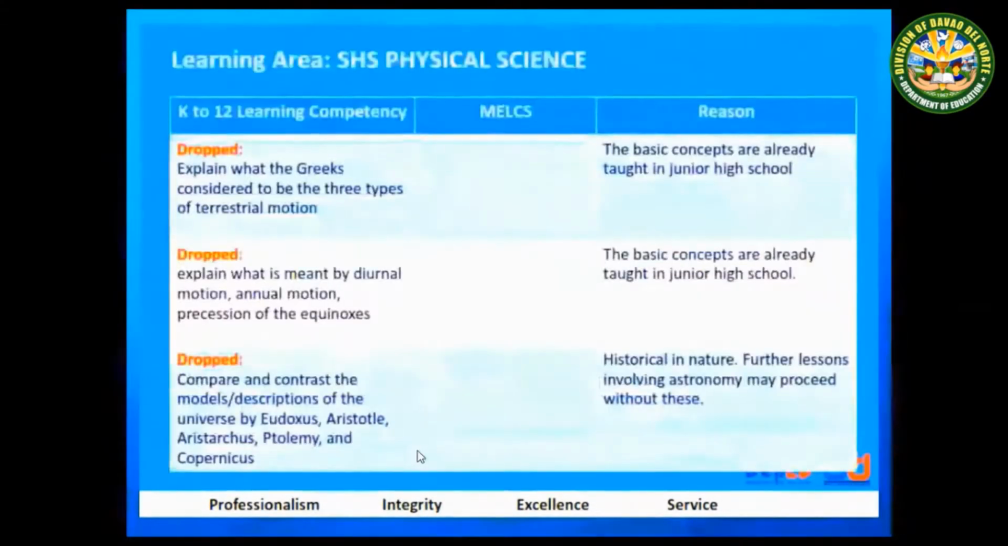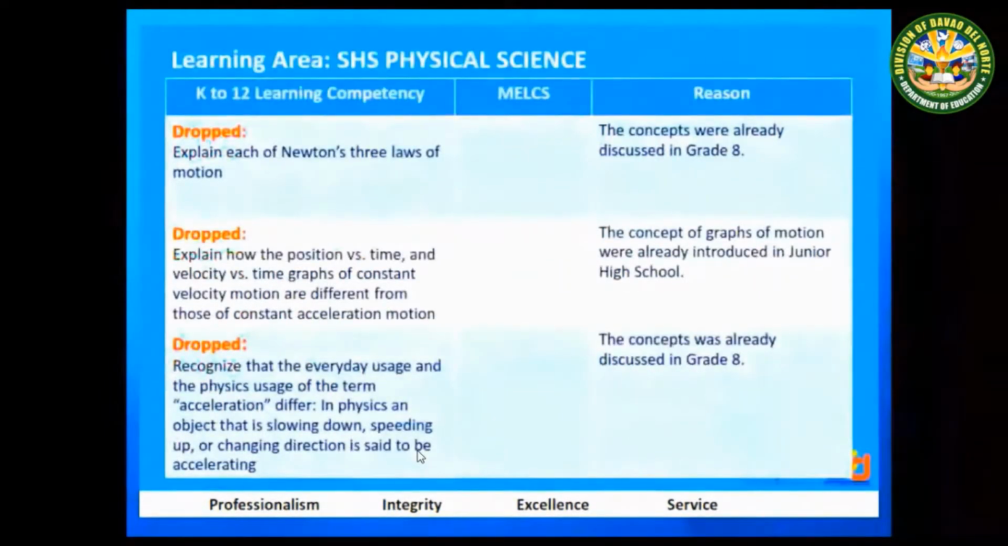For Physical Science, 6 learning competencies were dropped for the reason that the basic concepts are already taught in junior high school. This slide shows the dropped competencies, and the reasons are all reflected in the last column of this slide.